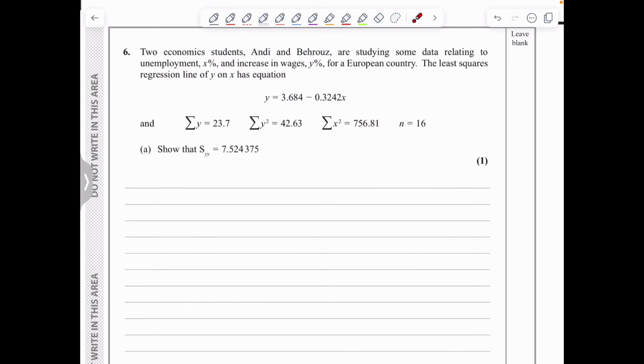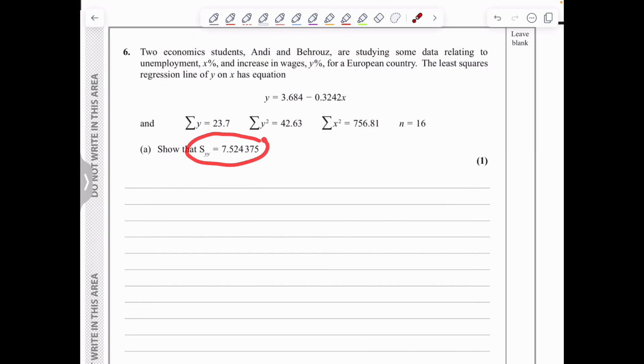In question 6, we've got two economics students. They are studying some data relating to unemployment X% and the increase in wages Y%. We've got the line of best fit calculated here and some summary statistics. And we need to show that Syy turns out to be this number here.